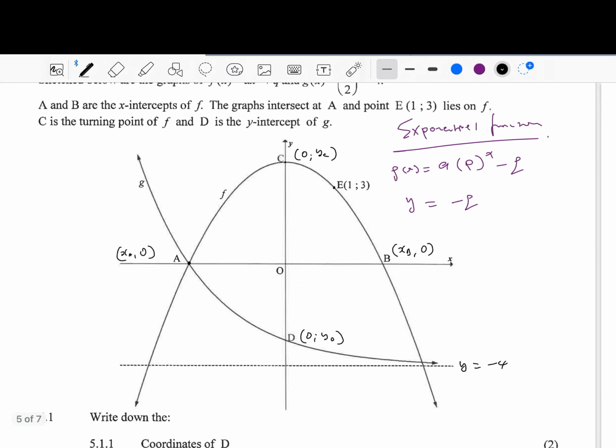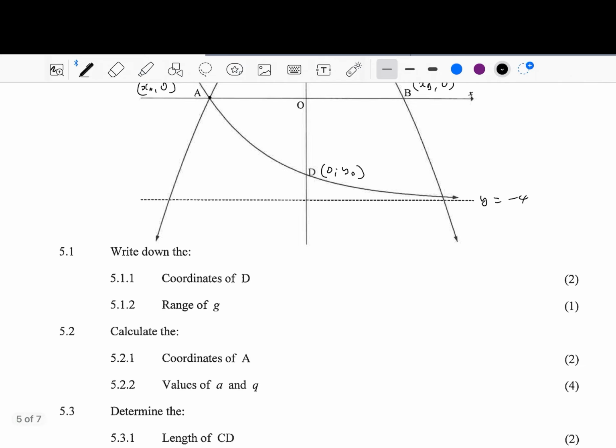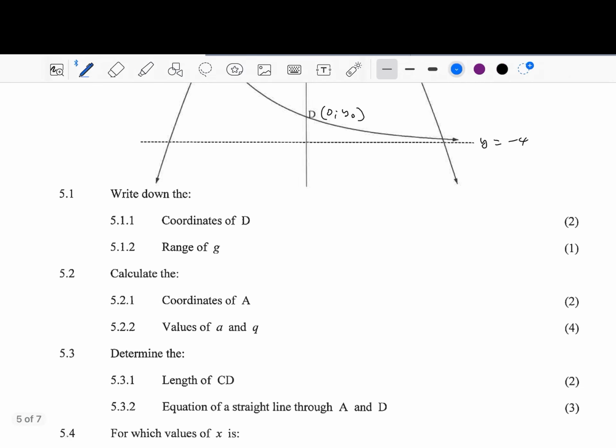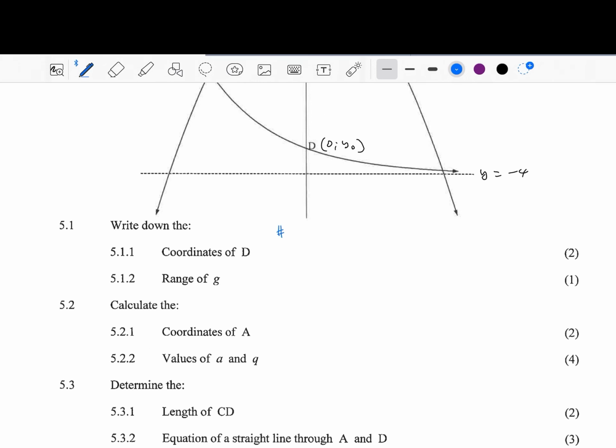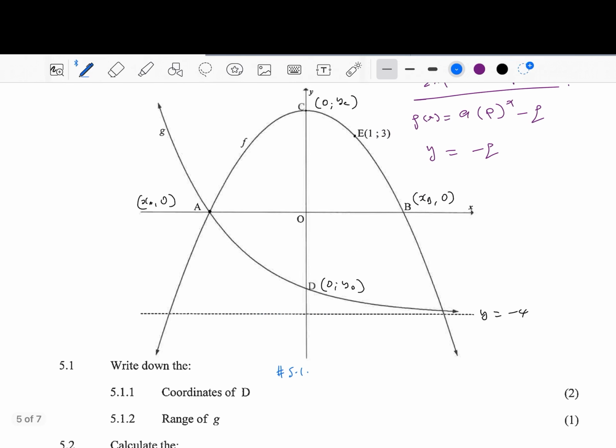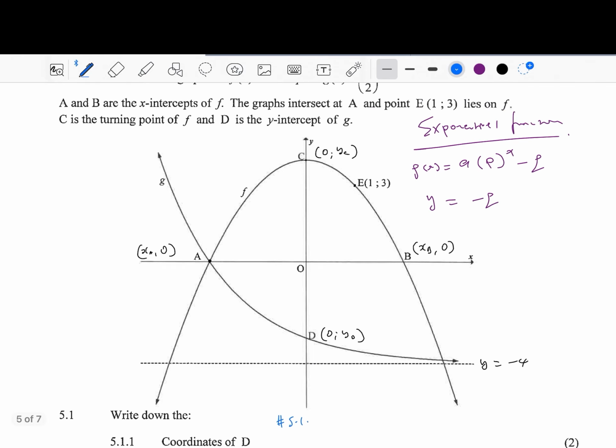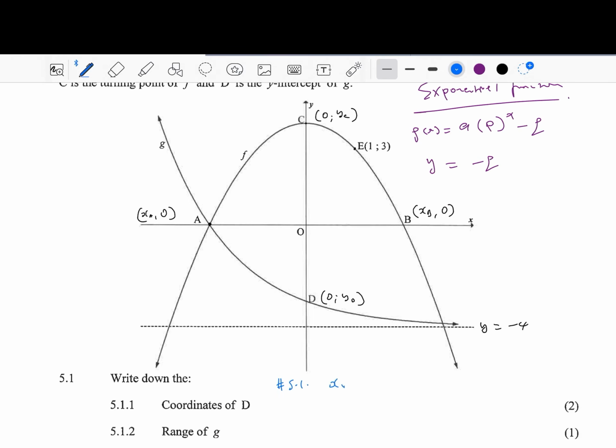Now let's answer our questions. It's going to be easy when you're done answering your questions, right? After roaming around and understanding the whole thing. So now, 5.1.1. Write down the coordinate of D. So that's D. And we already have identified the x value of D, right? So easy. The x value of D is 0. Why? Because it's a y-intercept.